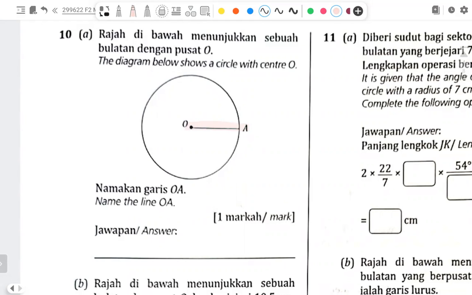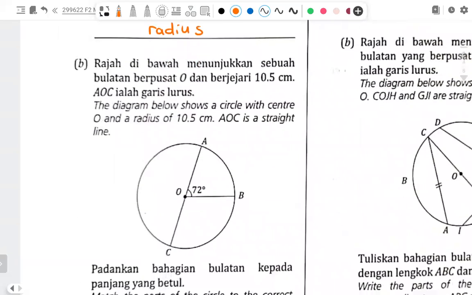Center and then touching the circumference. Correct. It's half of diameter. Half of diameter. Start from R, radius. Yes, radius. Any question, please ask.